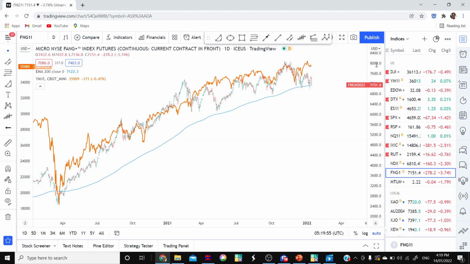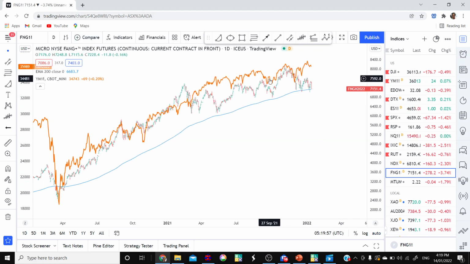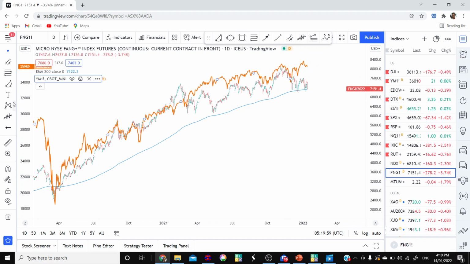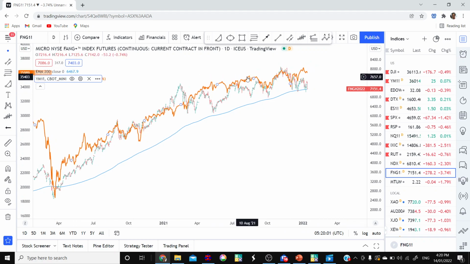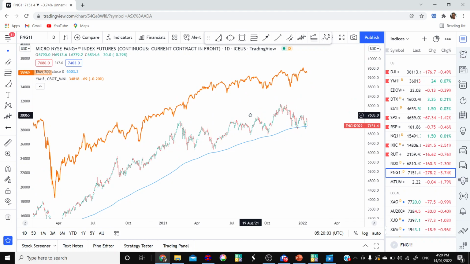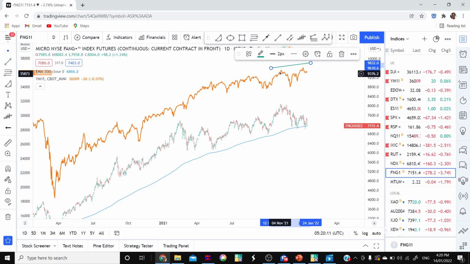Right. So up the top we've got our, let me just move the Dow down. There we go. Okay, so up the top we've got the Dow. You can see it recently made a new high here and a higher high here.